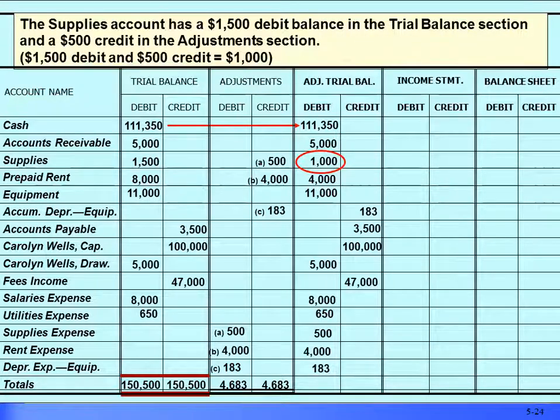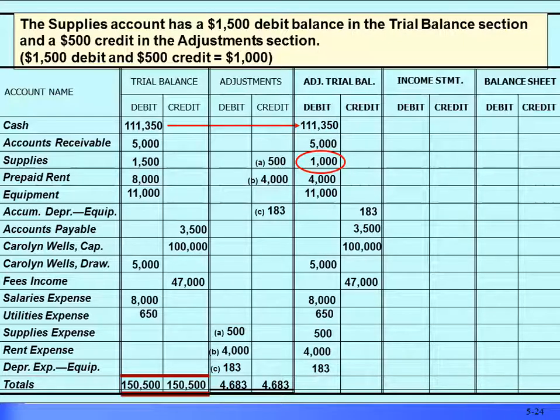Next, let's look at the supplies. What we did is we had 1,500, we used 500. See how one's a debit, one's a credit? If one's a debit and one's a credit, vice versa, you're going to subtract. If they're the same, you'll add. So 1,500 minus 500 is 1,000. That is the new balance of supplies.